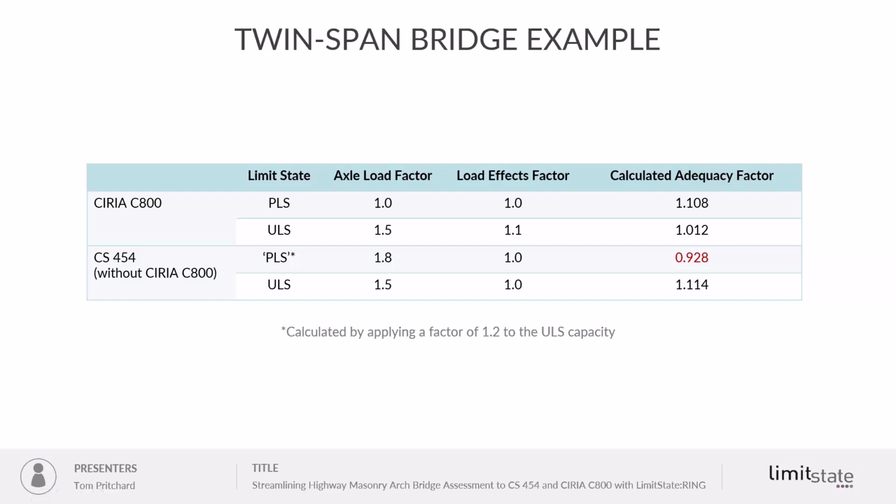So by being able to consider the service load behavior in a more nuanced way, CIRIA C800 is suggesting that you're not going to have an issue with the bridge, whereas CS454, using this blanket approach of applying a factor of 1.2 or 1.8 if you've got bad roads, suggests that it is an issue. And this could be the difference between requiring bridge owners to undertake mitigation measures or not. So rerouting, restricting traffic, remediation, for example.